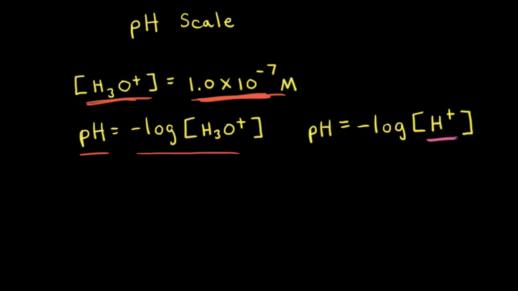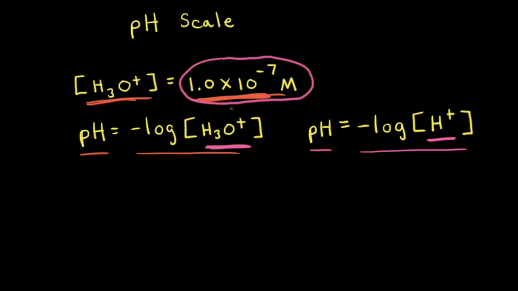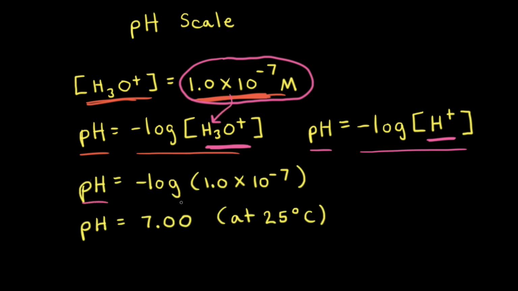Since H plus and H3O plus are used interchangeably in chemistry, sometimes you'll see the pH equation written out as pH is equal to the negative log of the concentration of H plus ion. So to find the pH of pure water, we just need to plug in the concentration of hydronium ions into our equation. So the pH is equal to the negative log of 1.0 times 10 to the negative 7th, which is equal to 7.00. So the pH of pure water at 25 degrees Celsius is equal to 7.